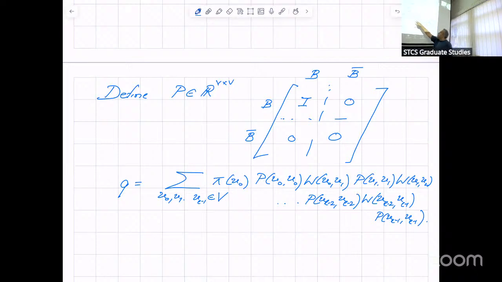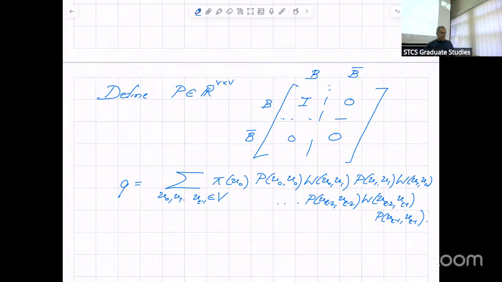You multiply the matrix P into W into P into W into P into W so many times. And then, if you forget about this pi u naught, this is exactly like matrix multiplication. And then you're summing up all the things. So you're taking this matrix, multiplying it with the all ones vector, and then just averaging it according to pi.